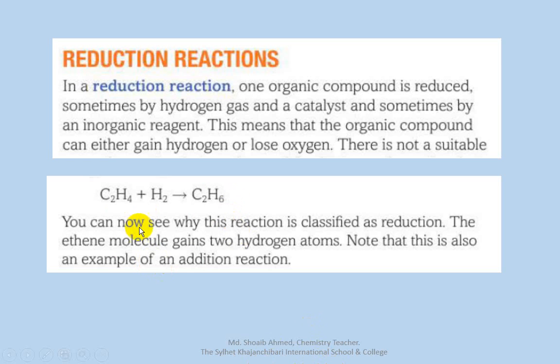This reaction, what is the type of this reaction? This is ethene becoming ethane. Okay, what type of reaction? Reduction. Why is this reaction reduction? Because there is a gain of hydrogen. Here there were 4 hydrogen, now it becomes 6 hydrogen. So gain of hydrogen.